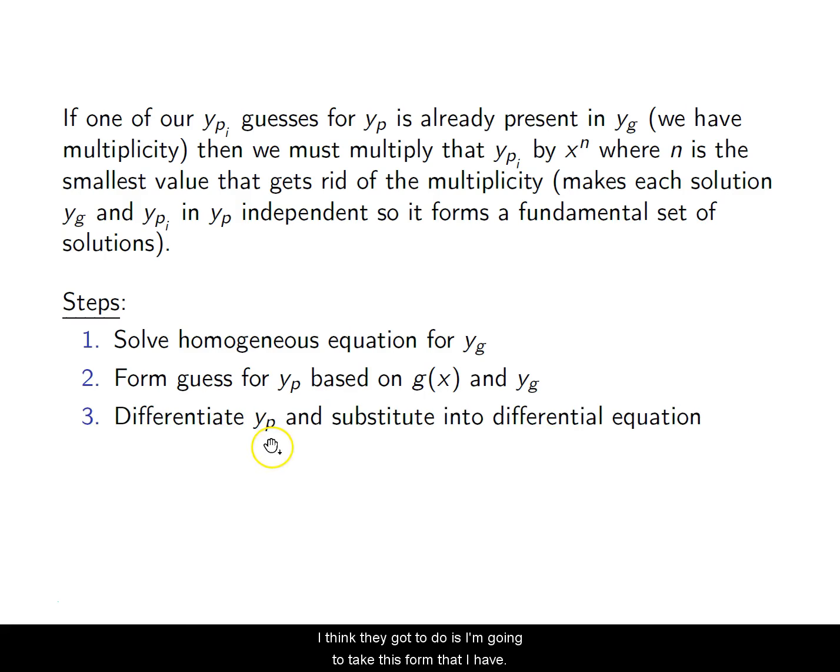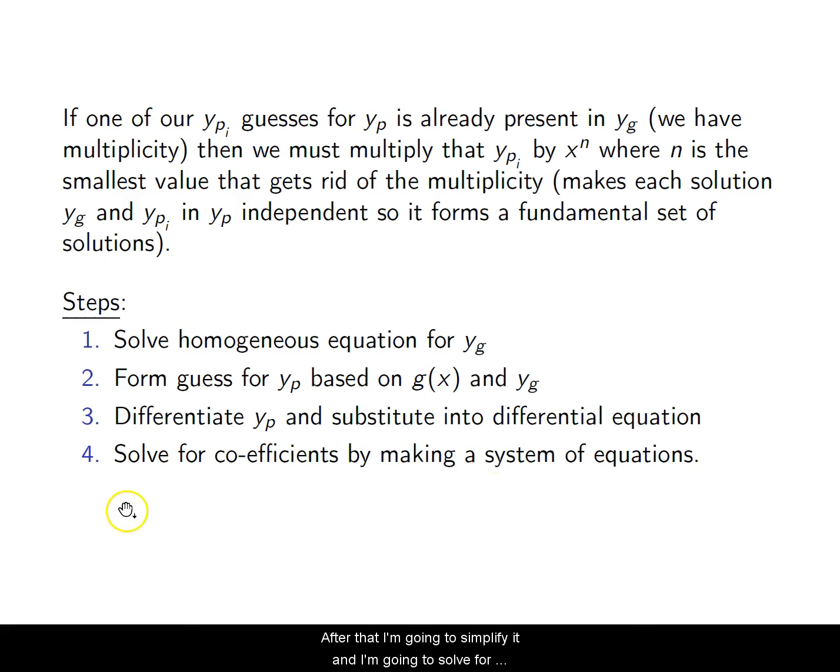All right. Next thing I got to do is take this form that I have for my guess for the particular solution, and I need to differentiate it. Okay, if I have y double prime and some primes, I got to find all those pieces, and I'm going to substitute it back into my DE. After that, I'm going to simplify it, and I'm going to solve for my coefficients by setting the terms on one side of the equal sign equal to the g of x that I have here, and making a system of equations for me to solve.